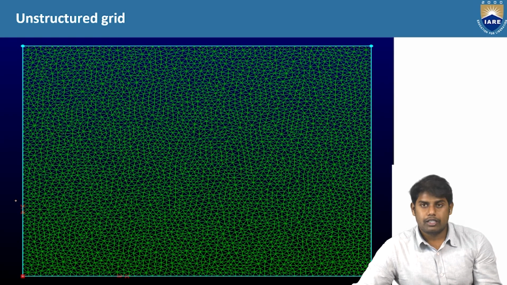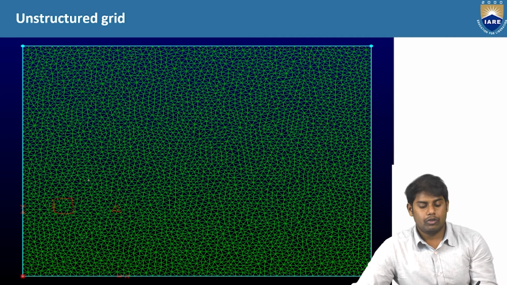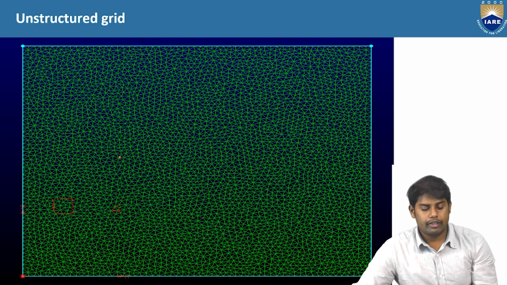Now the unstructured grid. Basically for the structured grid, we see square or rectangular, or quadrilateral cells. But for unstructured grid, you have triangular cells actually. So this is the difference between the structured and unstructured grid. And one more thing, here we have the connectivity of grid points. If you take one grid point, it will be connected to a number of neighboring grid points.